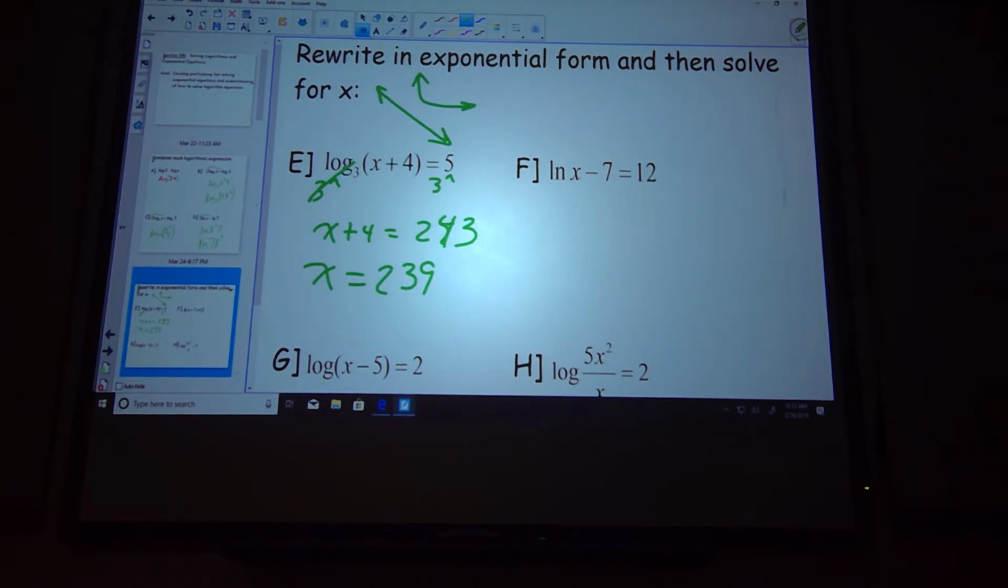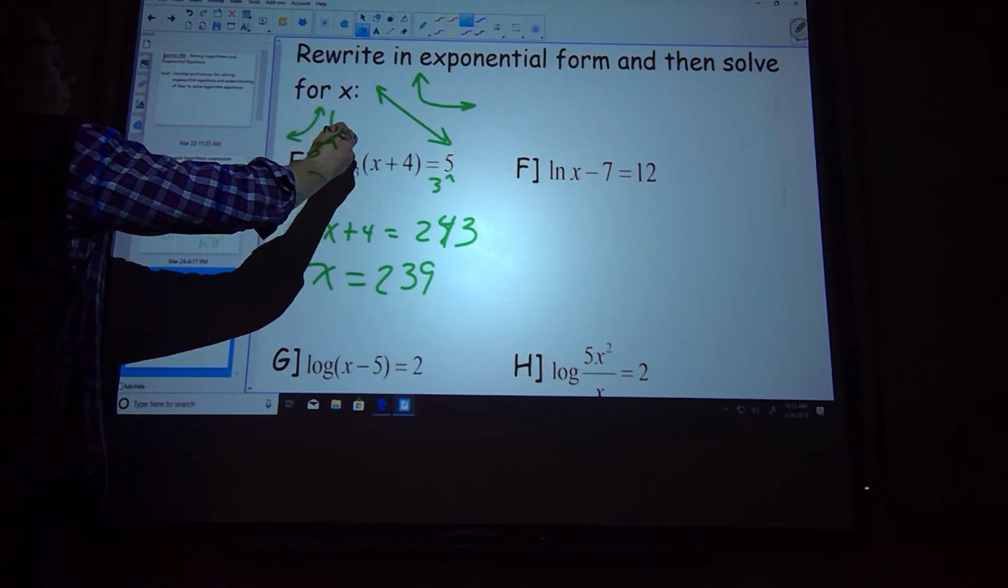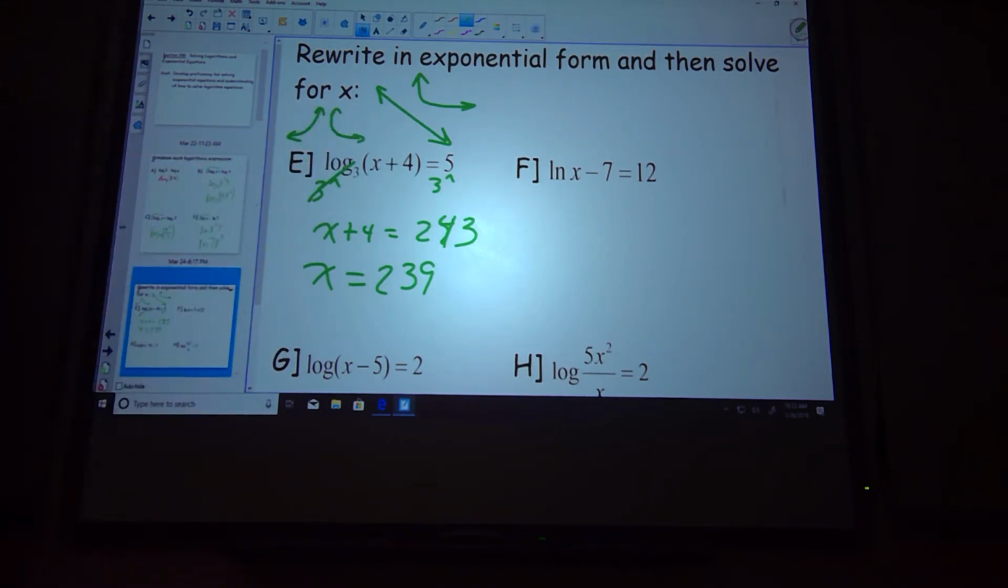Or if you have a natural log and a positive, so it's like one here and one here. Oh, like this? Absolutely, that would work too. So just two separate graphs that would never intersect don't have a solution.